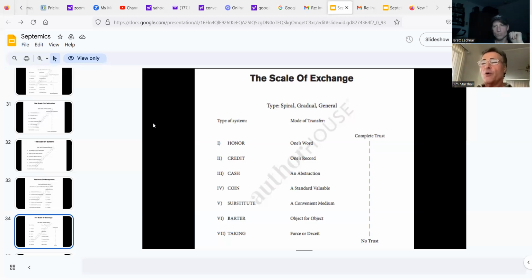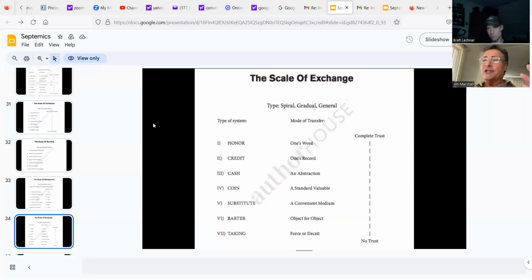Then you go above that to coin. Well, coin is a standard valuable. So originally, coin, you would have some gold. Gold was valuable. So you give a guy this piece of gold, and he gives you the thing you want. So this is similar to 5, only it's more sophisticated. You make coins out of silver or gold or platinum or whatever. Okay? So there's a standard valuable.